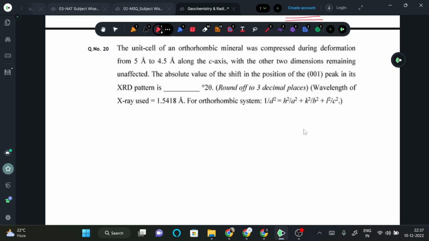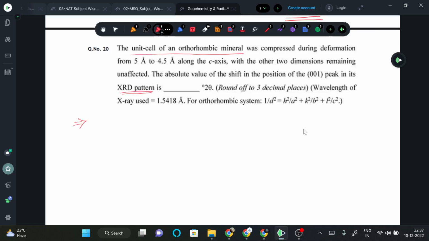So okay, let's get back to the next question. The unit cell of an orthorhombic mineral. These kinds of questions I have included here itself. The general chemistry question. This is from mineralogy, actually from crystallography, but it is a general chemistry question, as you can see, XRD pattern and all.